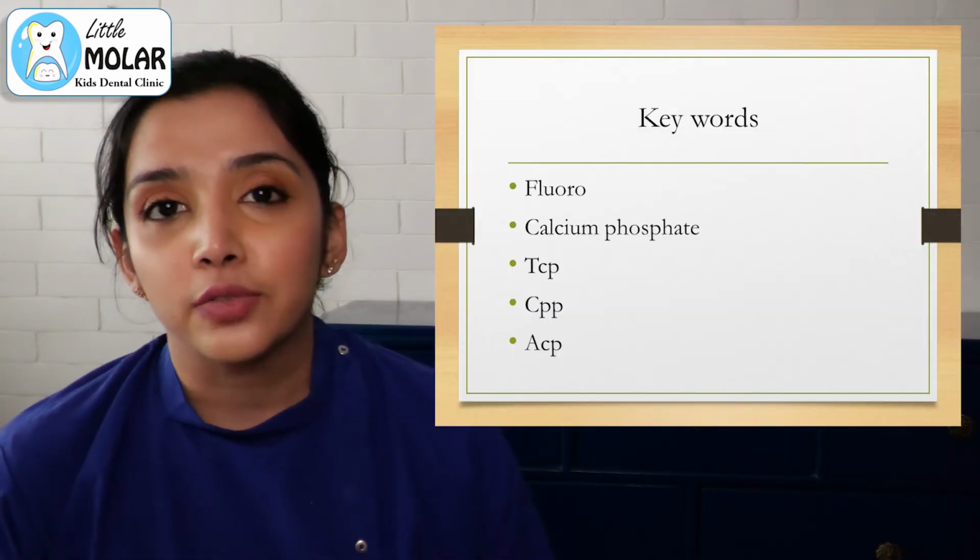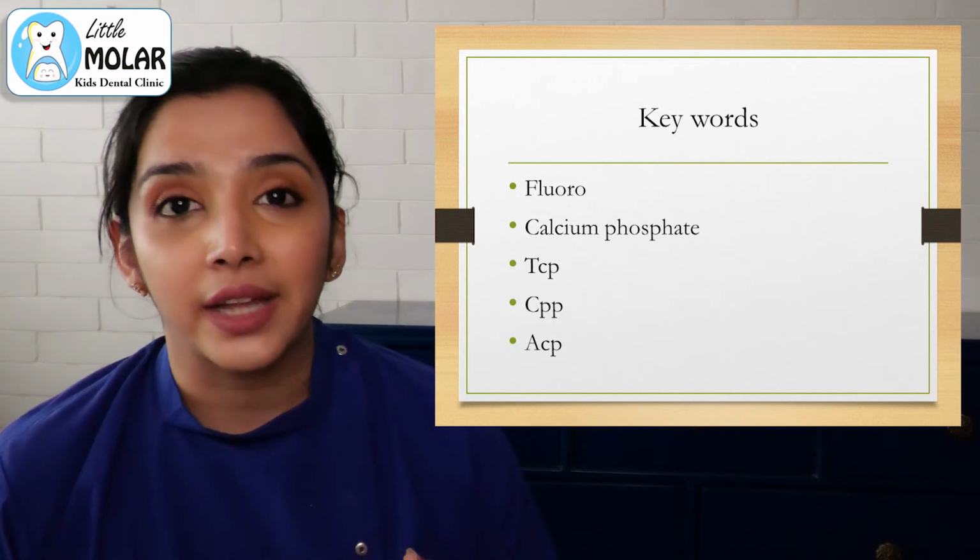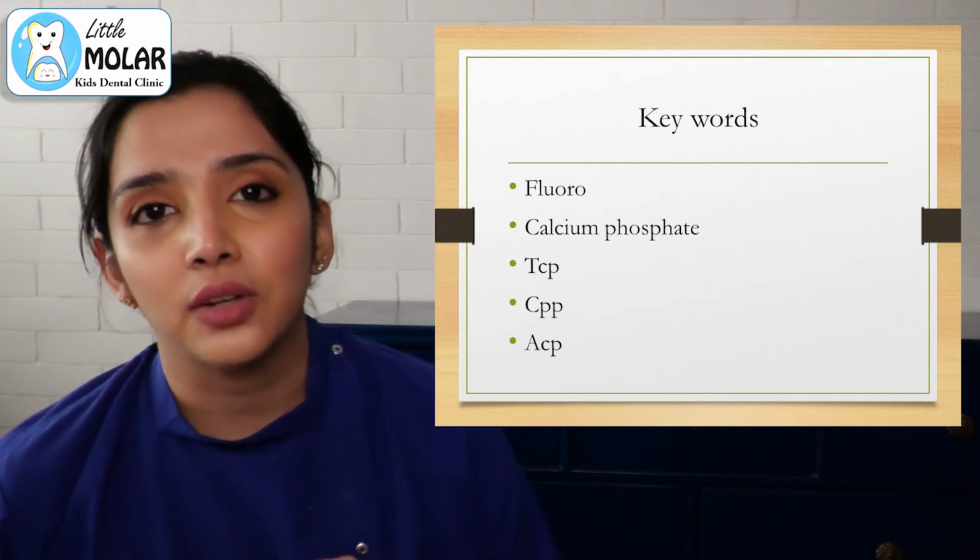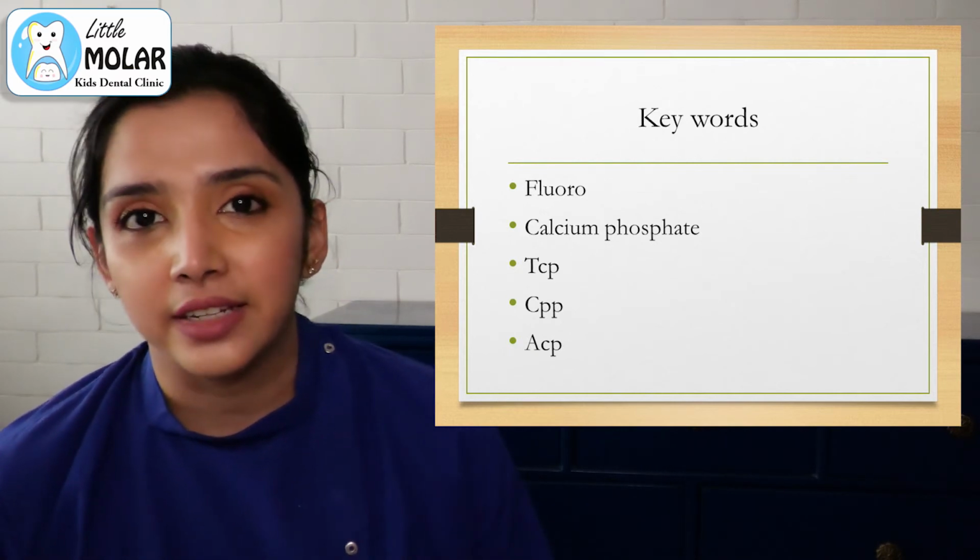So for children with MIH, they should be using toothpaste which not only has fluoride, but is also capable of depositing minerals like calcium in the tooth to make up for the deficiency. So when you're buying a toothpaste, in the ingredient list, look for keywords such as fluoro or phosphate or calcium phosphate or TCP or CPP, ACP, Recaldent, etc.